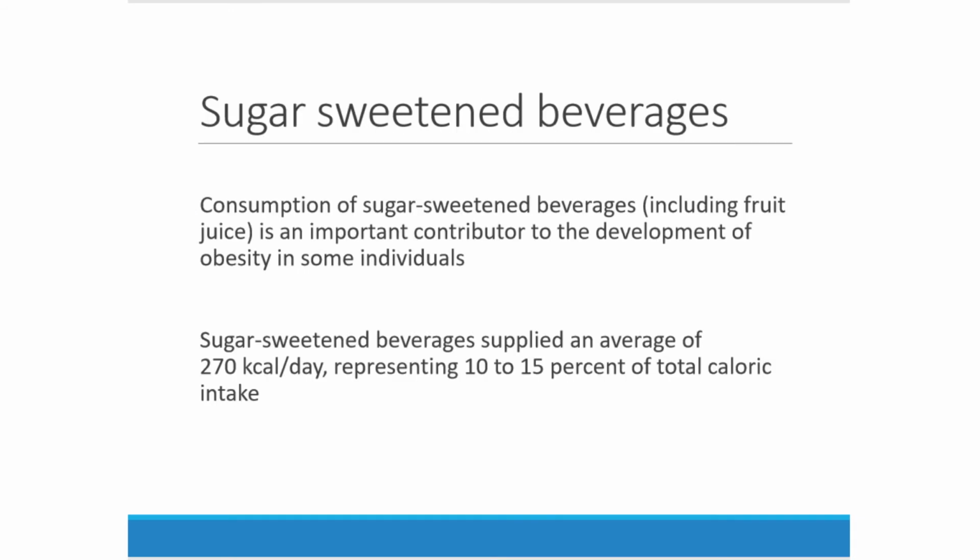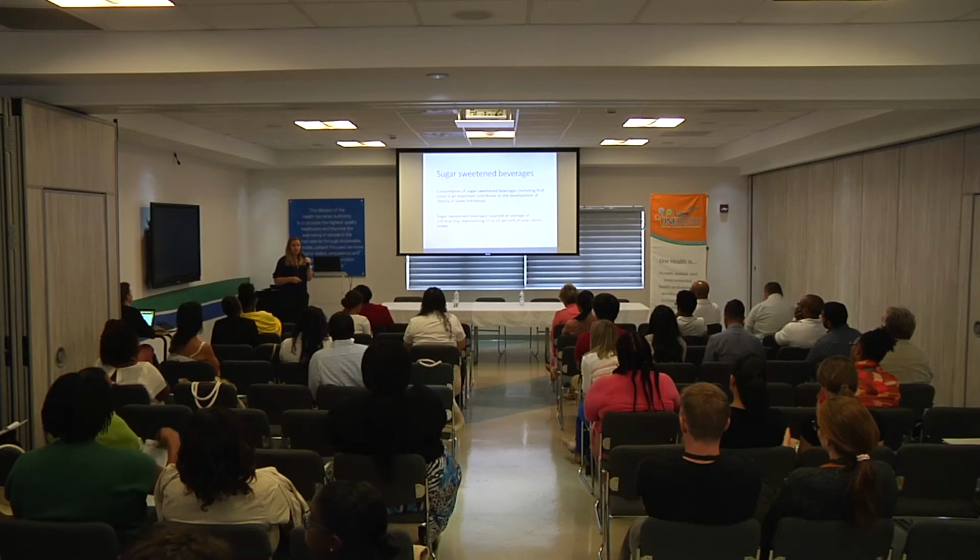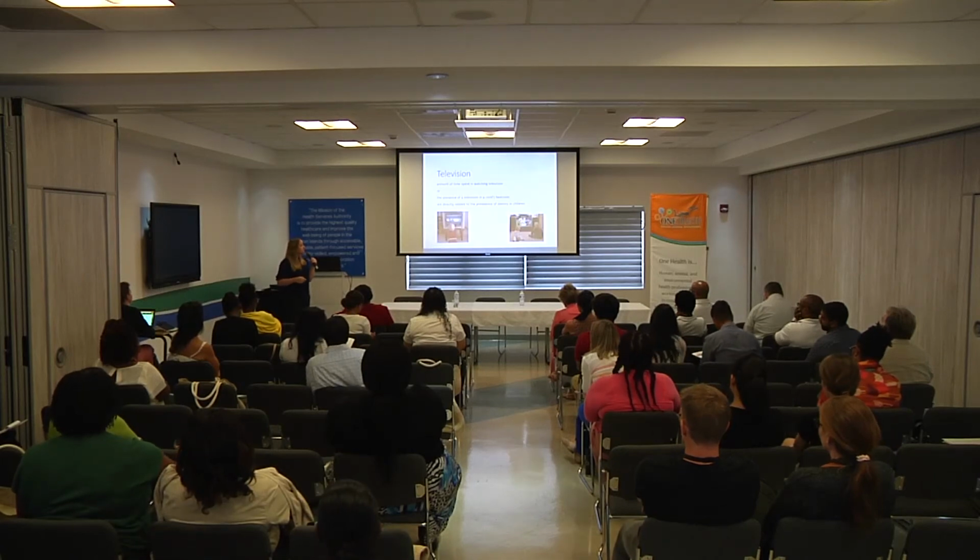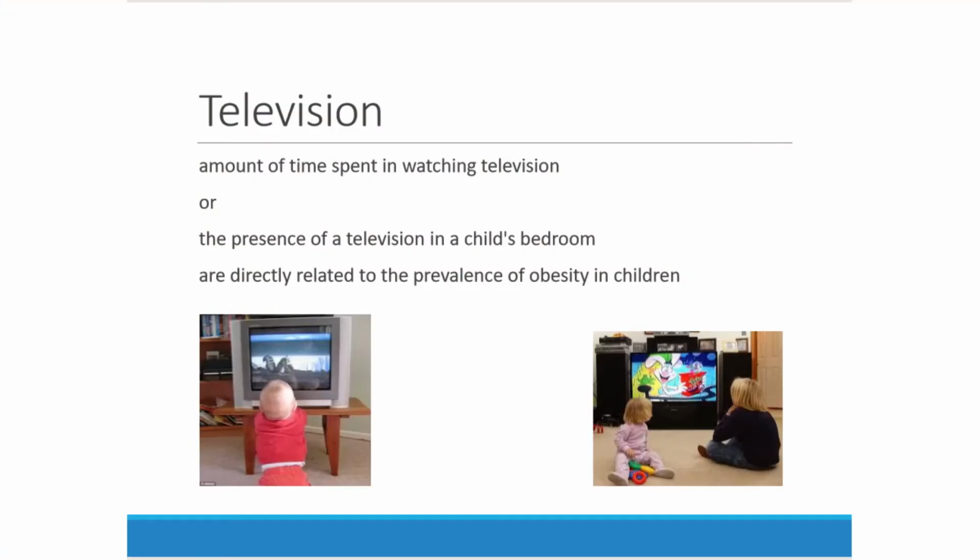Sugar-sweetened beverages. So one of the things I tell the kids when they come in is, just cut out the juice. The juice is pointless. It doesn't give you any nutrition. Just eliminate it. You can actually get 10 to 15% of the calories in the kids from juices, which is concerning. Television. So the amount of time spent watching TV or the presence of a television in a child's bedroom are directly related to the prevalence of obesity in kids.